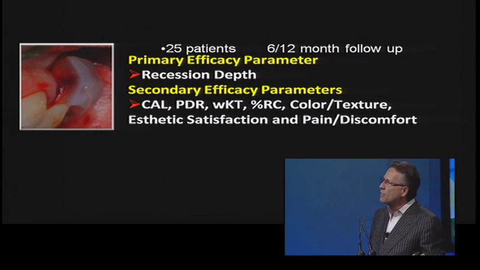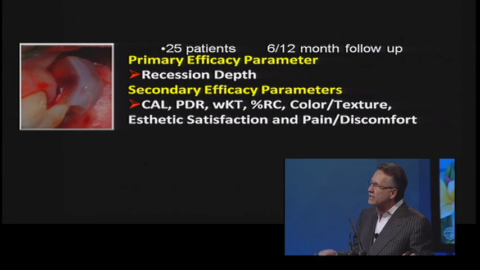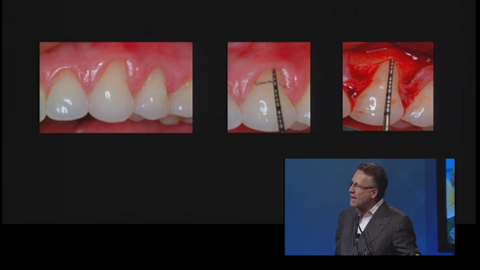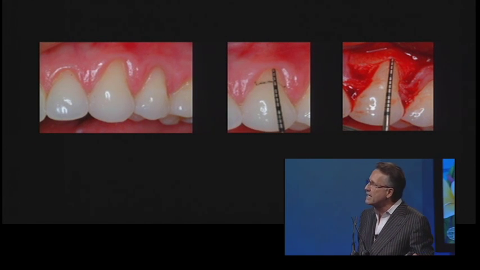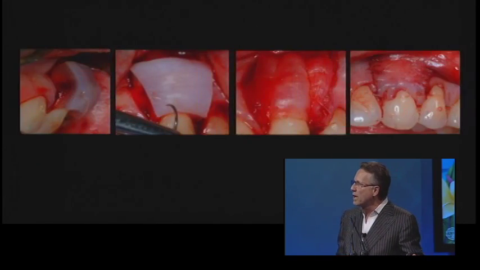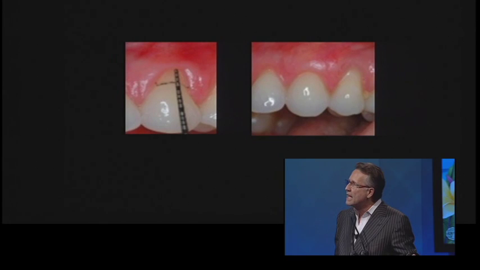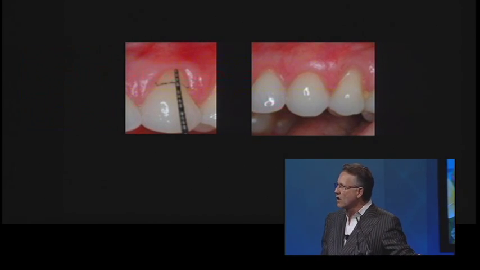Our primary efficacy parameter was recession depth, and we looked at a whole host of secondary efficacy parameters. Just to give you a feel for the type of surgery we did, you had to have at least 3 millimeters of recession to get into the study. We marked the CEJ just for photographic purposes so it's easy to see. Partial thickness flap, intraoperative measurements. I am suturing the matrix to the papilla here, coronally advance the flap, and at 1 year we have 100% root coverage, a nice aesthetic result.